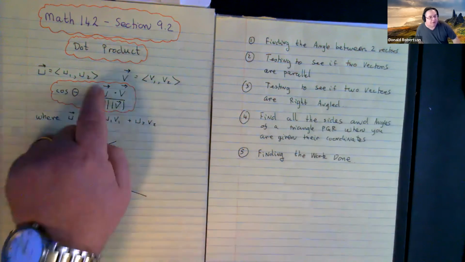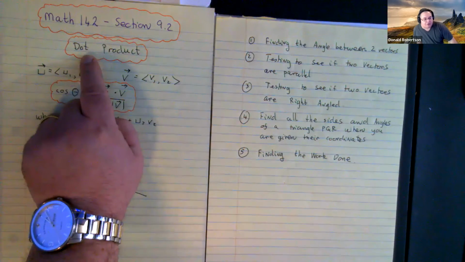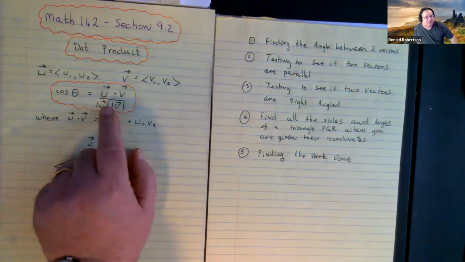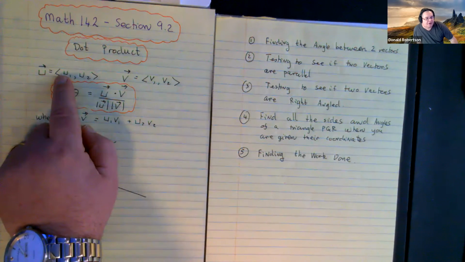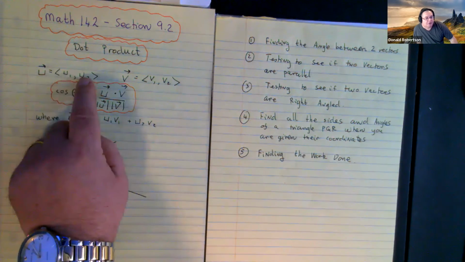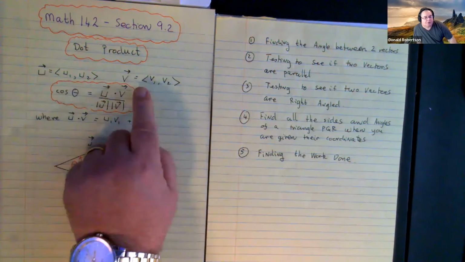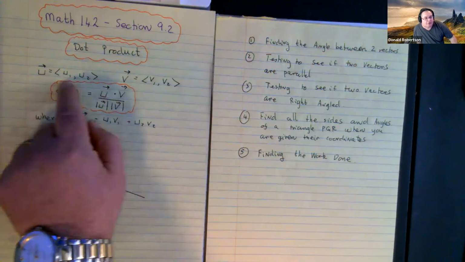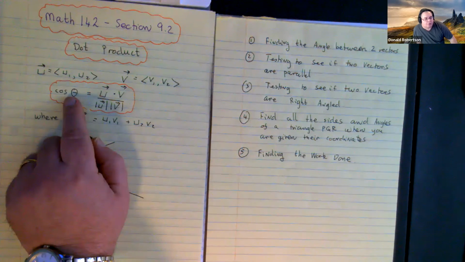Okay, so here we go. This deals with a thing called the dot product. You've got two vectors, I'm calling them u and v. The components of this one are u1, its x component, and u2, its y component, and there's the same thing for v. And this here is one version of the dot product. It's the one that's most commonly used.